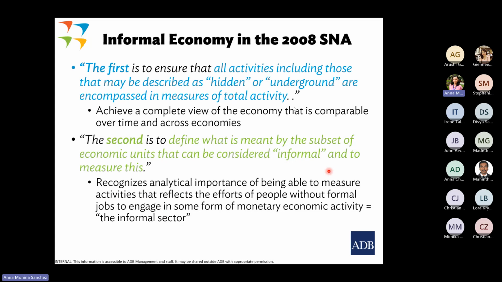So the rationale for the first, and this is also explained in the 2008 SNA, is to achieve a complete view of the economy that is comparable over time and across economies. While the goal for the second recognizes the analytical importance of being able to measure activities that reflect the efforts of people without formal jobs to engage in some form of monetary economic activity. And in the 2008 SNA, this group of people will be described as belonging to the informal sector, right?